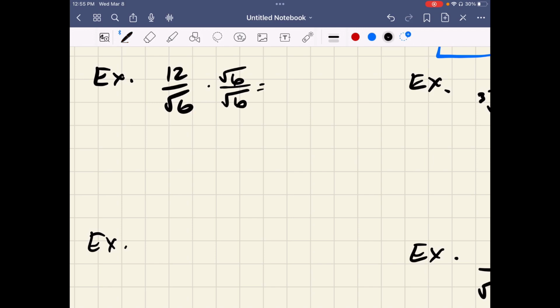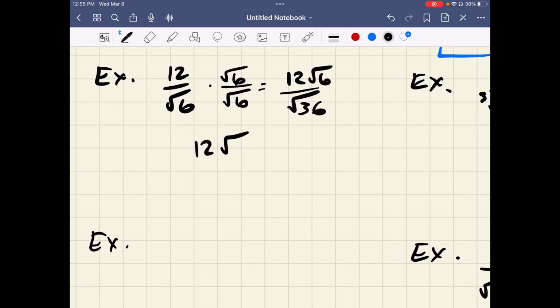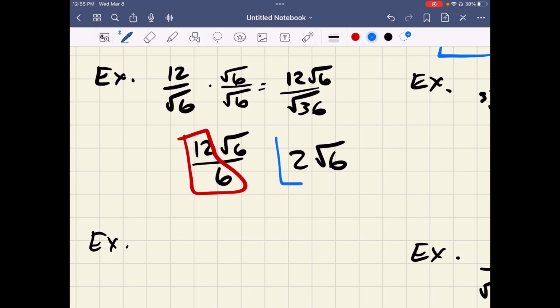So in the top part, I have 12 times the square root of 6, but now on the bottom, I have the square root of 36, which we know to be 6. So I have 12 times the square root of 6 over 6, and then if you'll notice here, the 12 and the 6 are just a regular old fraction that I can simplify down to 2 times the square root of 6. And this would be my simplified version of the original 12 over the square root of 6.